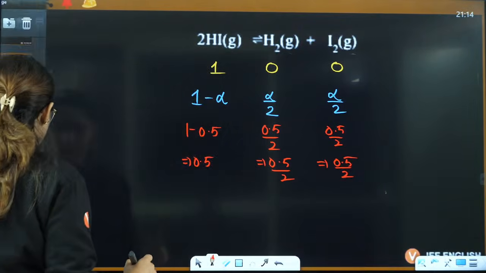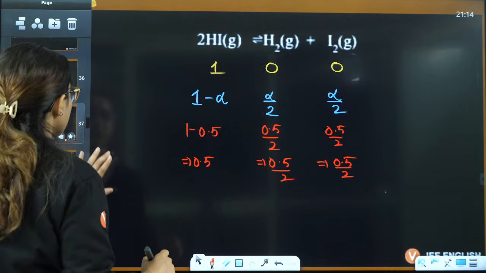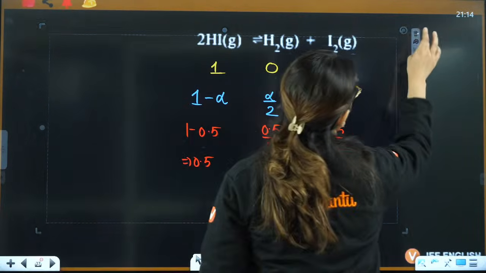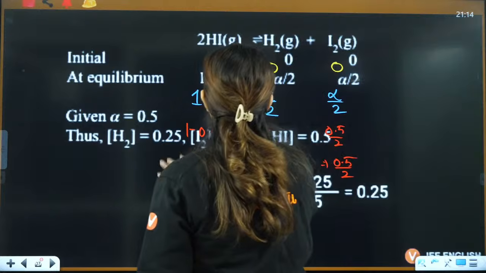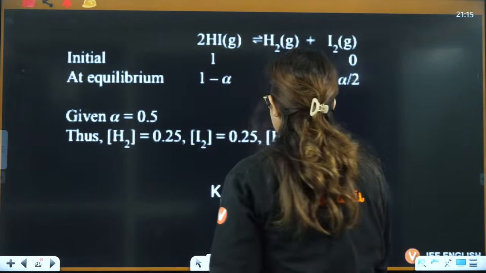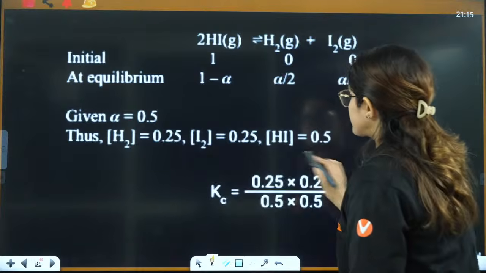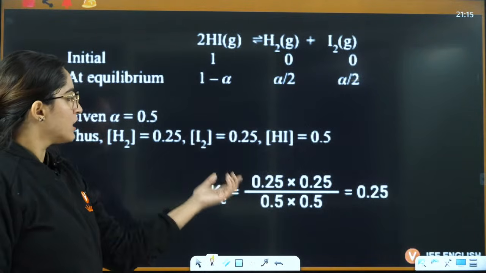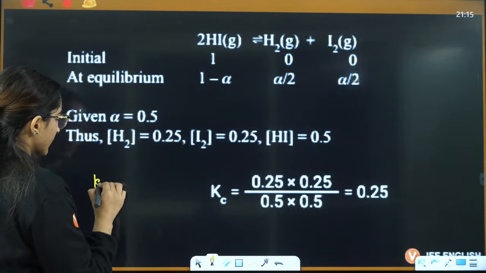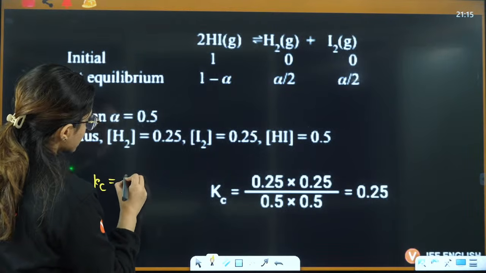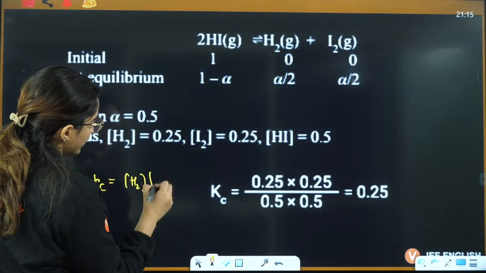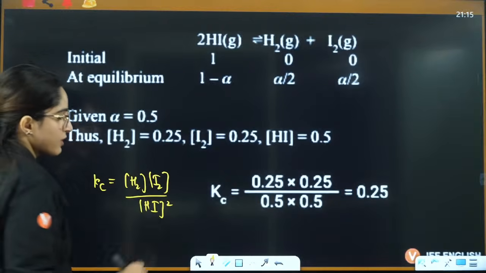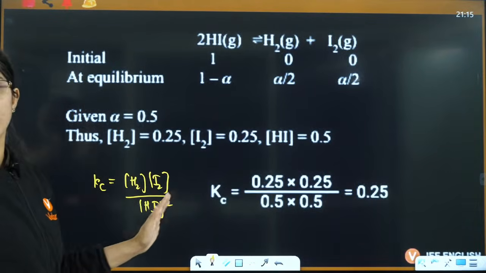Then you have the value of Kc here, right? What is the value of Kc, everybody? Tell me, what is the value of Kc? Ma'am, Kc is nothing but, you calculate, you have all these values, H2, I2, HI. Then put the value of Kc here. Kc is H2 concentration, I2 concentration, divided by HI concentration whole square. Then you put all the values, you will get your answer.